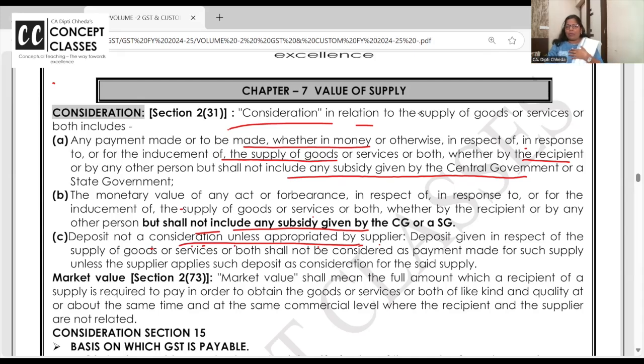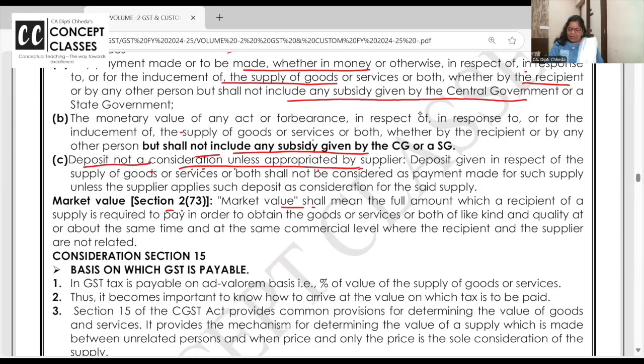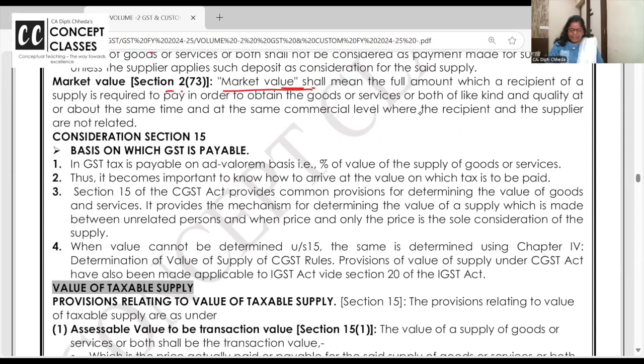I have given my property to you on rent. That's the supply of services. You are paying me rent every month. But the very first time you have paid 3 months' rent in advance. Now, rent received in advance is like a deposit. Deposit is not a part of consideration, right? Market value is arm's length value, what we get.